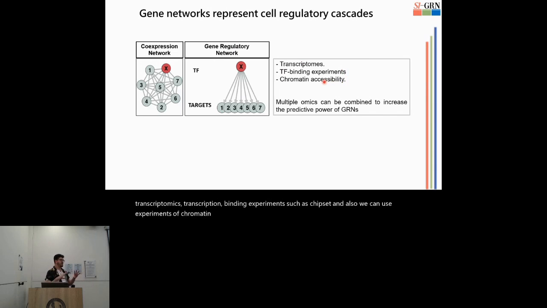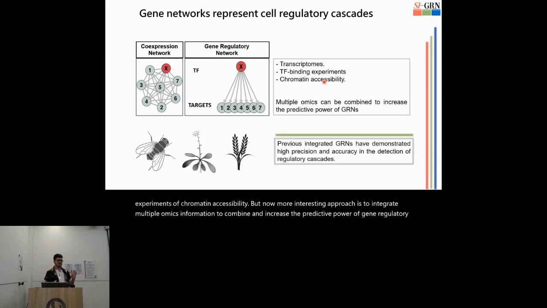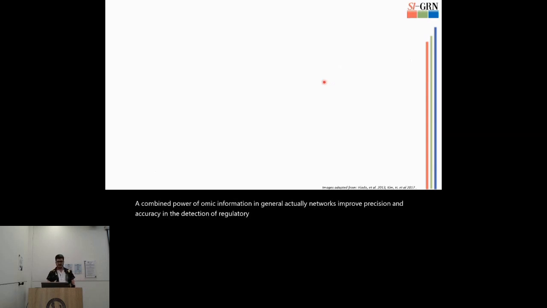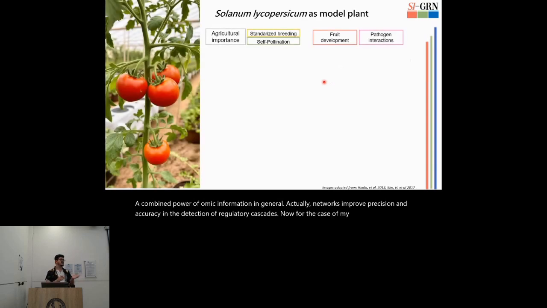But now, a more interesting approach is to integrate multiple omics information to combine and increase the predictive power of gene regulatory networks. Such approaches have been done for Drosophila melanogaster, some plants like Arabidopsis and wheat, and other species that have demonstrated that a combined power of omic information in gene regulatory networks improves precision and accuracy in the detection of regulatory cascades.